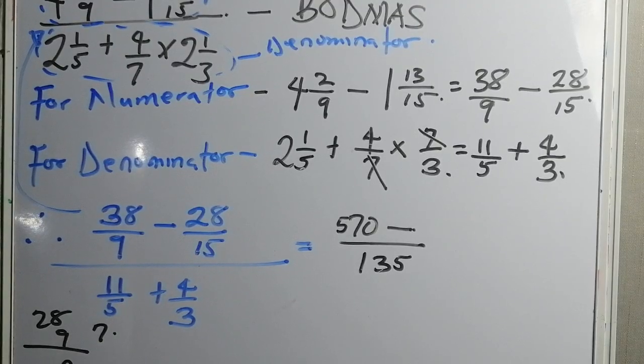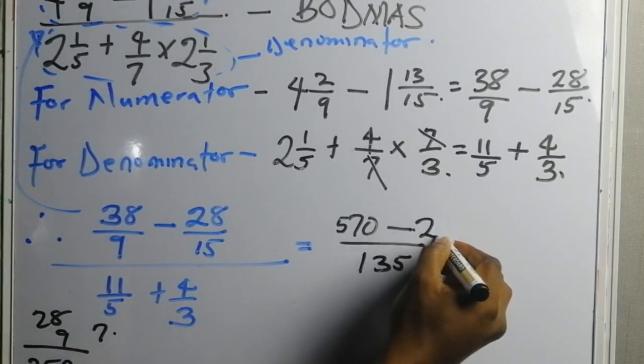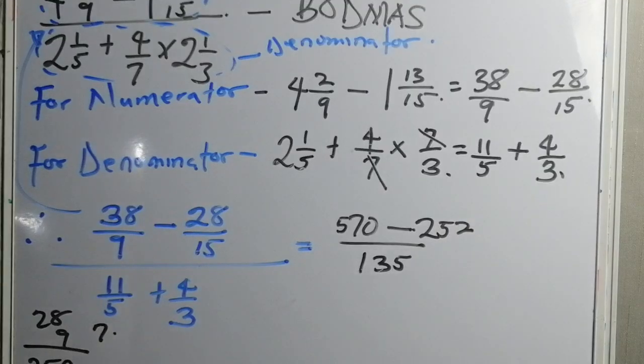Okay, you take 7, 72. 9 times 2, 18, plus 7, that gives you 25. So that's 252. That's for the numerator. So you have 252 over 135.